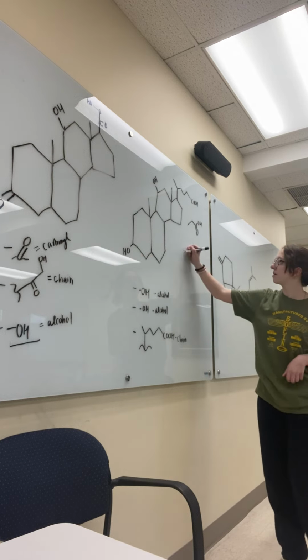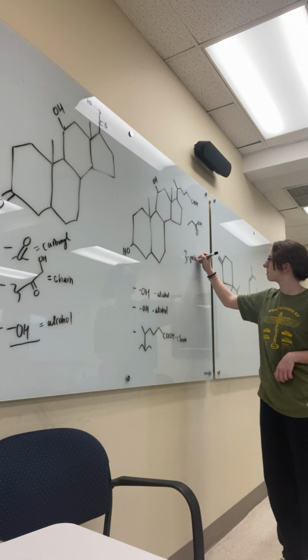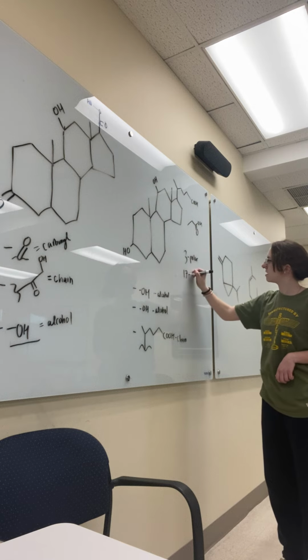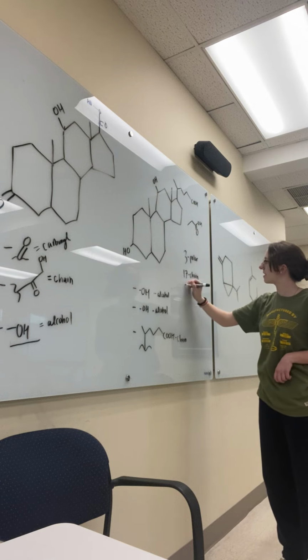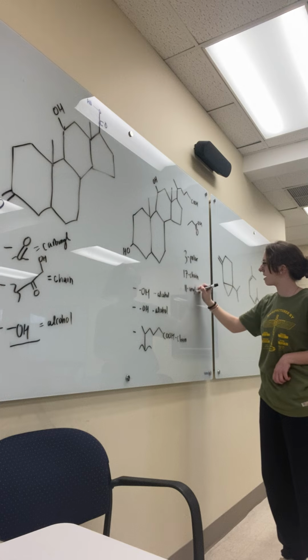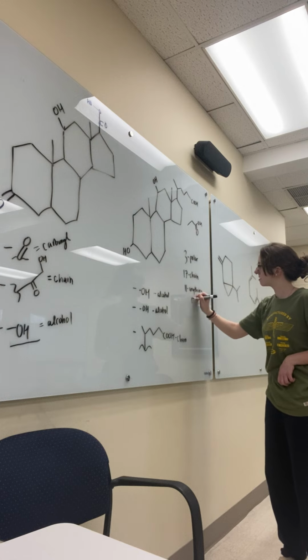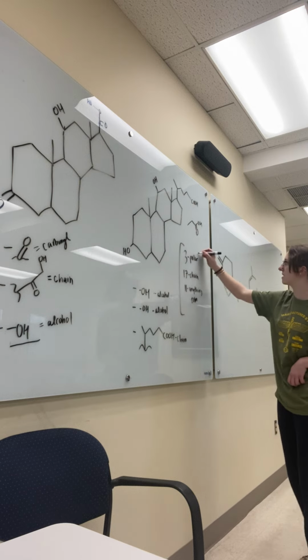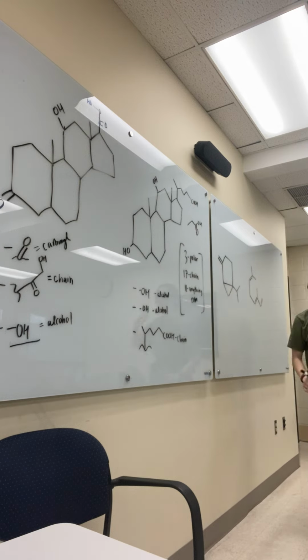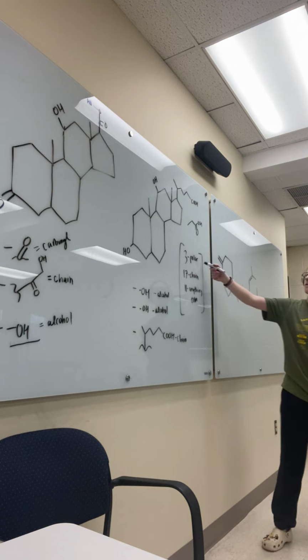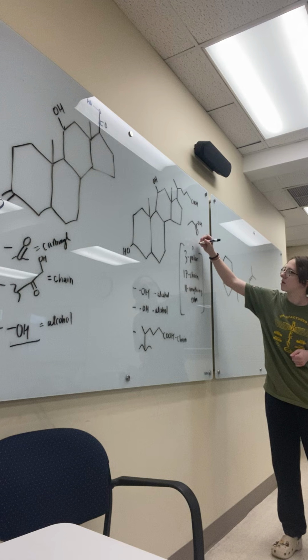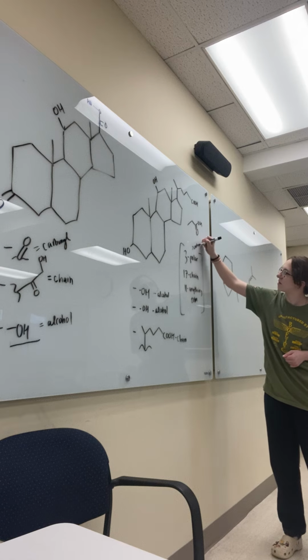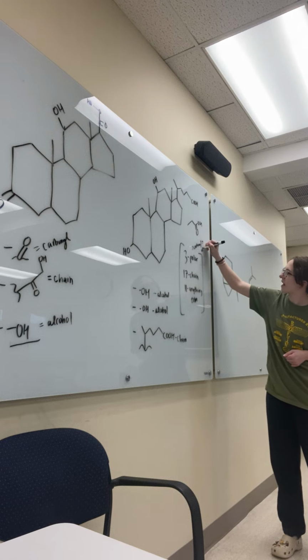Just remember, 3 is polar, 17 is chain, and then 11 is anything extra. So I'll leave this kind of key up. You guys can write that down. But that's the good rule of thumb. You're gonna get it right if you follow these steps. And remember, the carbonyl wins over the alcohol.